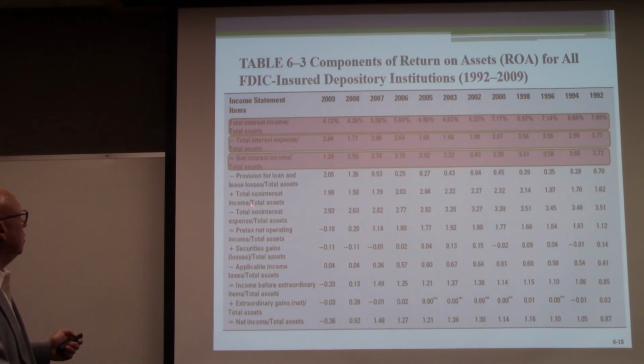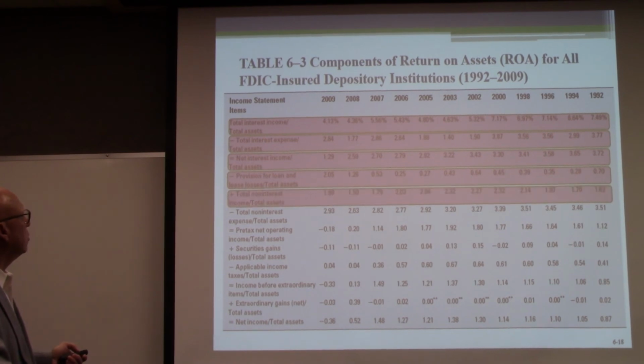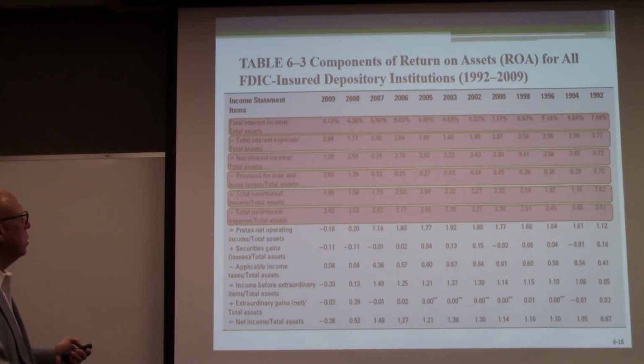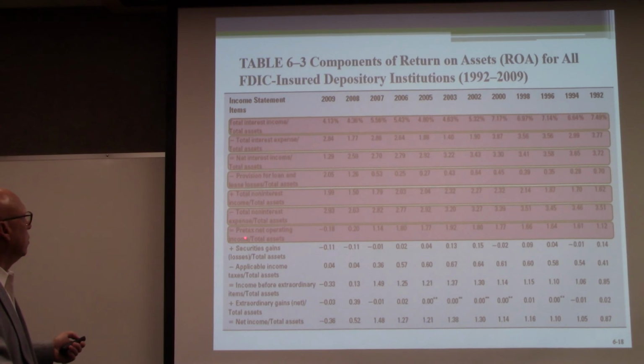And let's see. So there's your loan loss. There's your non-interest income. Didn't change much. Non-interest expense didn't change much. But your operating margin, your pre-tax operating margin, is typically around 1.5%, 1.75%, and then you see it turn negative. And you had securities losses here, versus pretty flat most of the time.